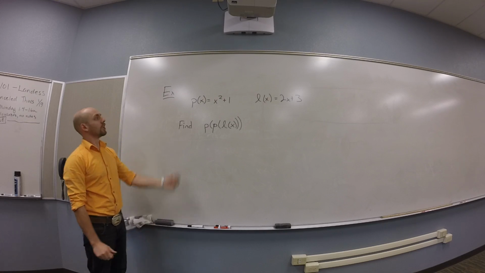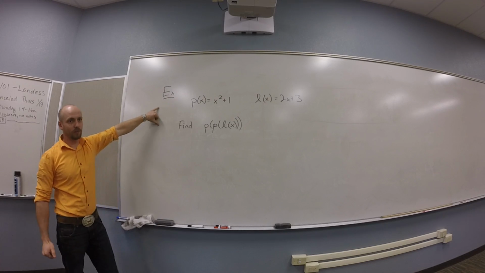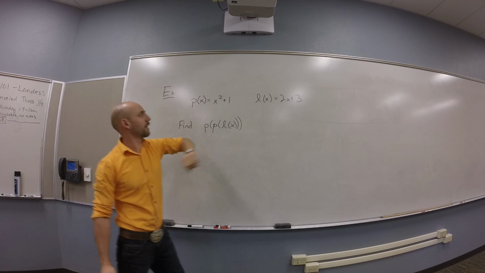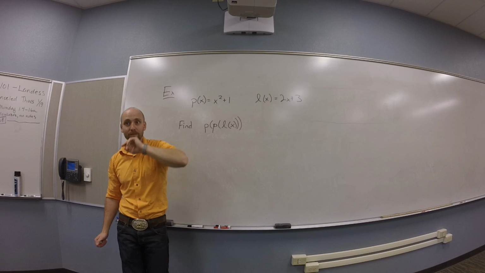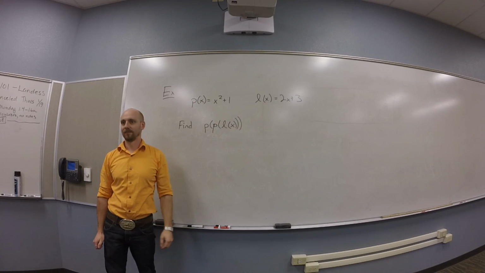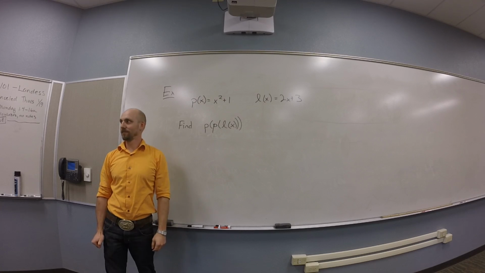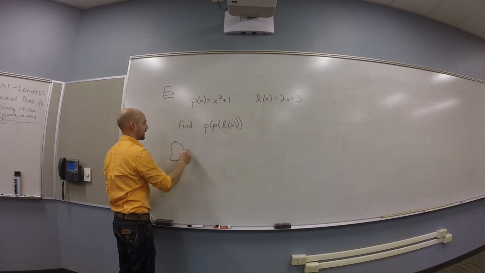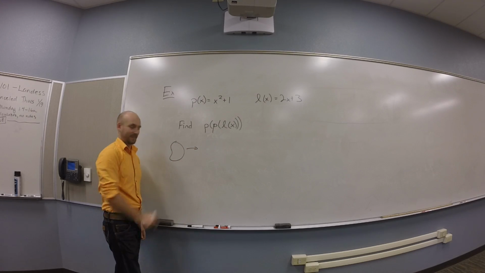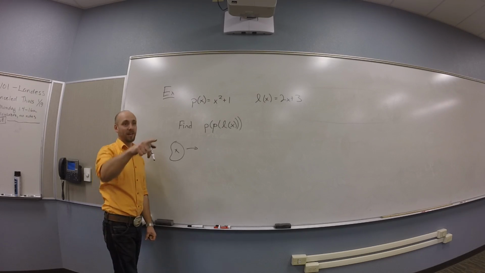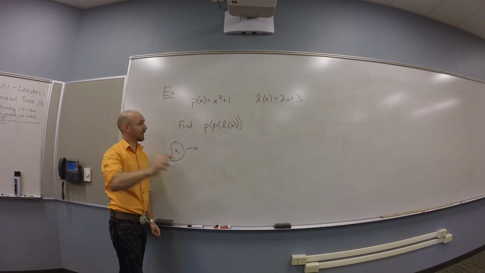Okay. So here's an example of function composition. P of x is x squared plus 1, and L of x is 2x plus 3. I want to calculate p of L of x. Cool? So if I start with an x, this thing's like an onion, yeah? What do you do first to the x? Yeah, you do the rule L to it. You guys see that? Yeah.